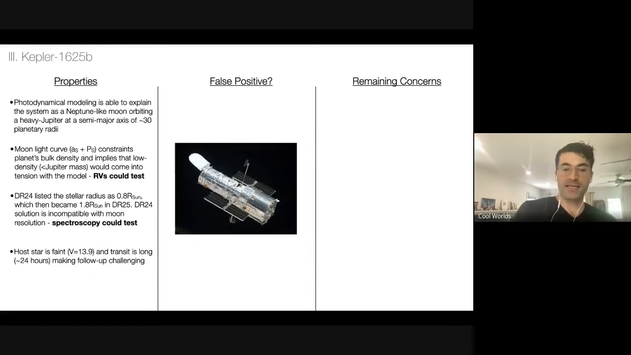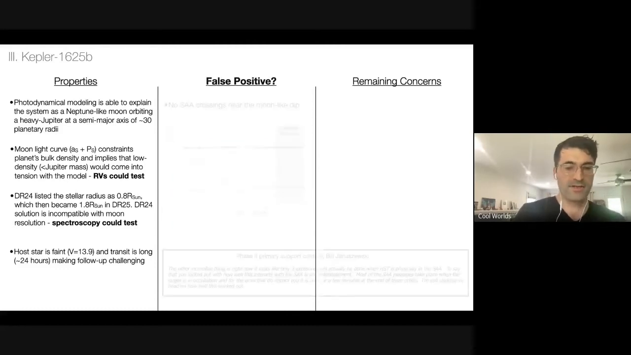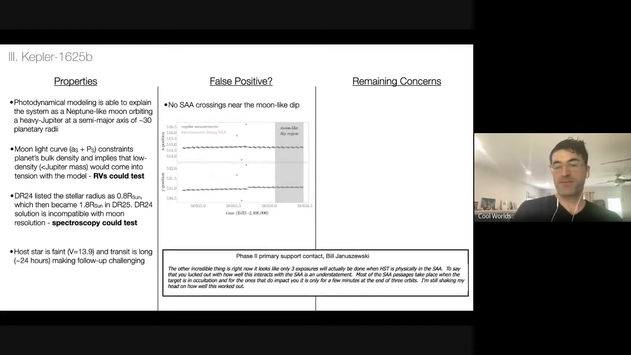The host star is faint. It's 14th magnitude, pretty faint by Hubble standards, atmospheric characterization standards. And so the transit is long, 24 hours, and so follow-up is really challenging. You're not going to follow this up from the ground. You can't do a 24-hour transit from the ground. It's just impossible unless you have like an Antarctica telescope or something. So it's basically impossible to follow this thing up from the ground. Space-based telescopes are obviously very difficult to get time on, and we've not been able to pursue this any further since. Could it be a false positive?